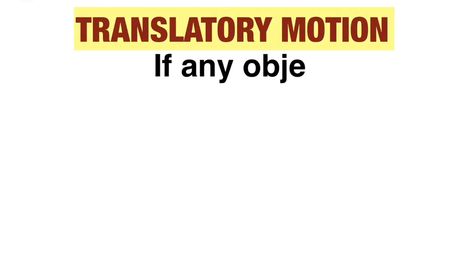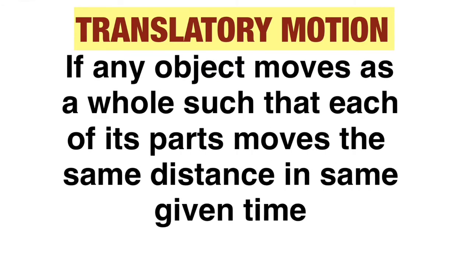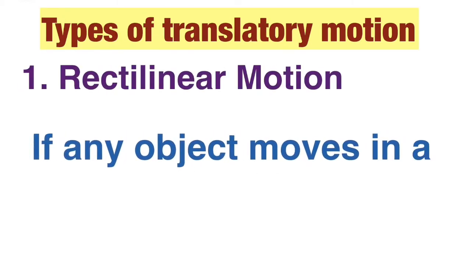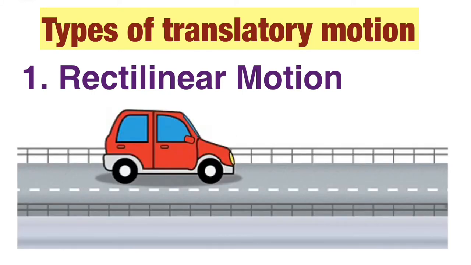Number 1. Translatory motion. If any object moves as a whole such that every part of that object moves through the same distance in the same given time, then that object is said to be in translatory motion. If the object moves in a straight line, then that type of translatory motion is called rectilinear motion. Just like a car moves on a road.